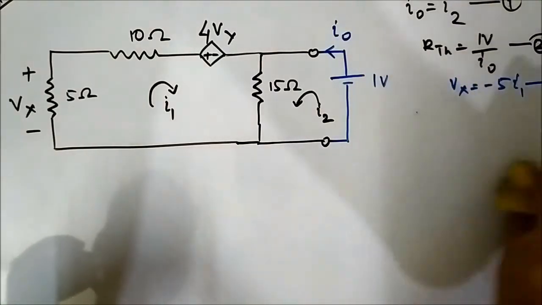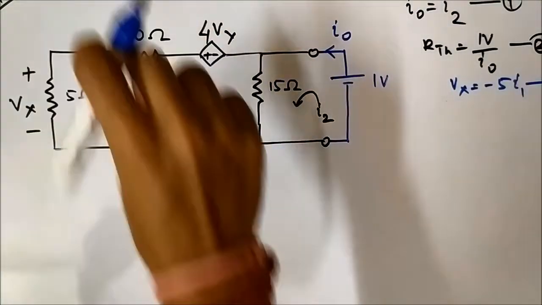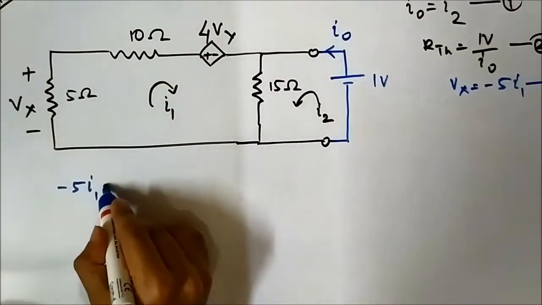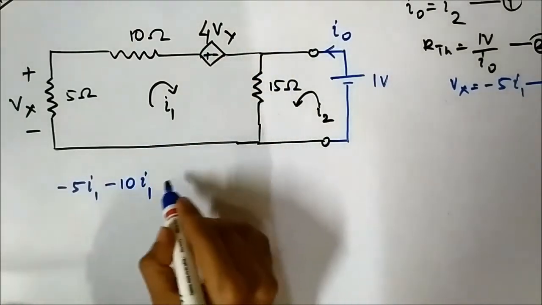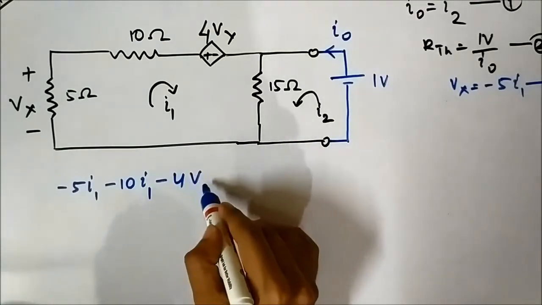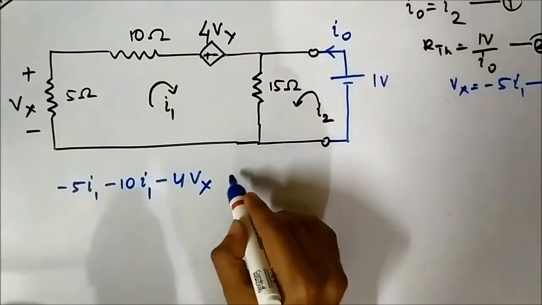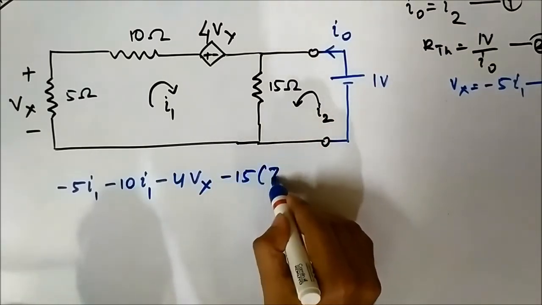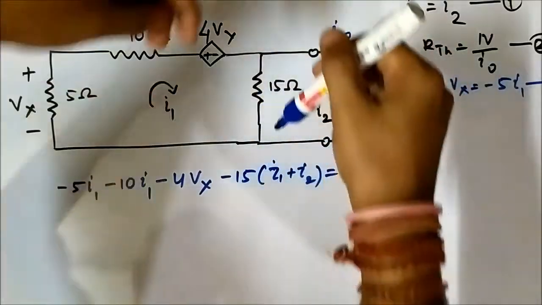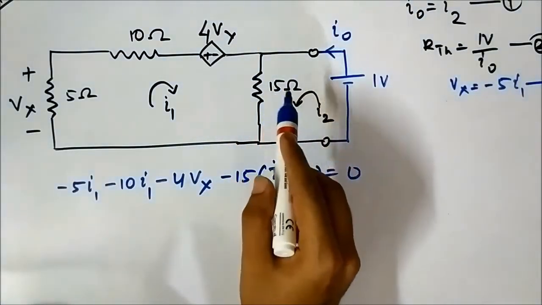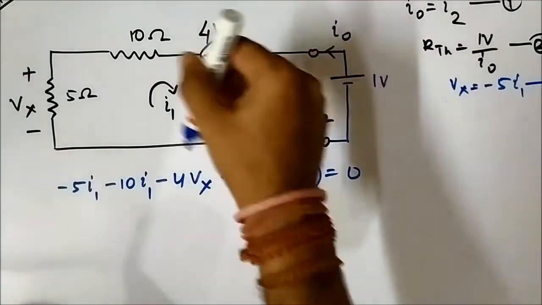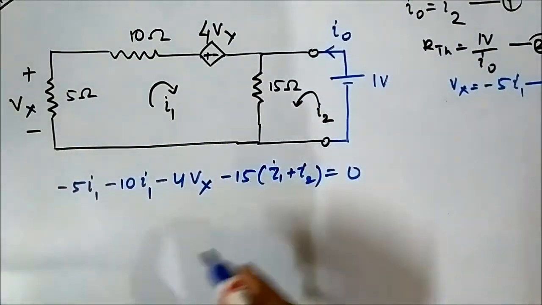Now we have to write the mesh equations. So for the first mesh it is minus 5 I1 minus 10 I1 minus 4 Vx. Minus 4 Vx means, well, let us write first minus 4 Vx, then minus 15 into I1 plus I2 equals to 0. I1 and I2 are both flowing downwards through this 15 ohm resistor in the same direction. So I1 plus I2, they are in the same direction. I1 is flowing downwards, I2 is also flowing downwards.